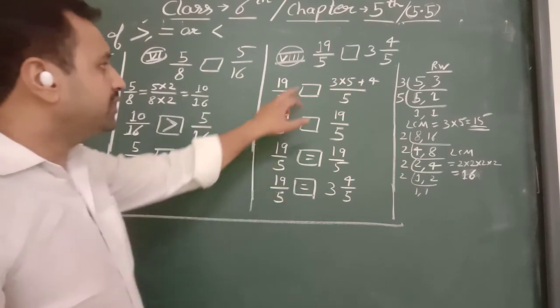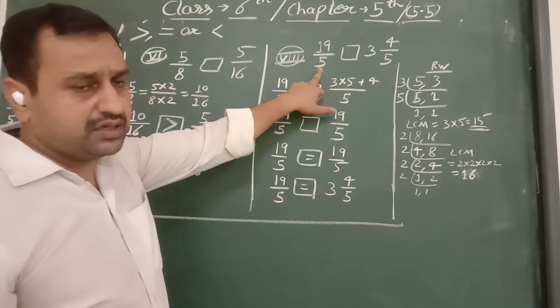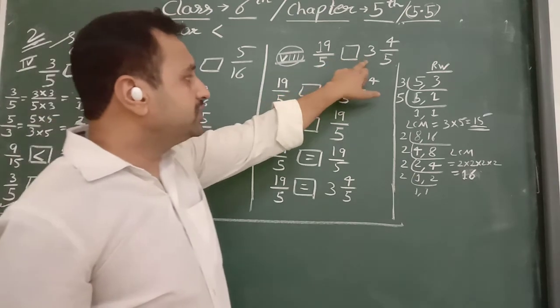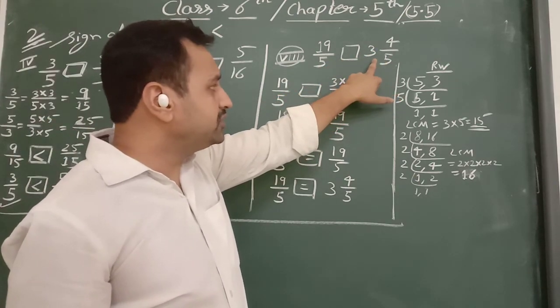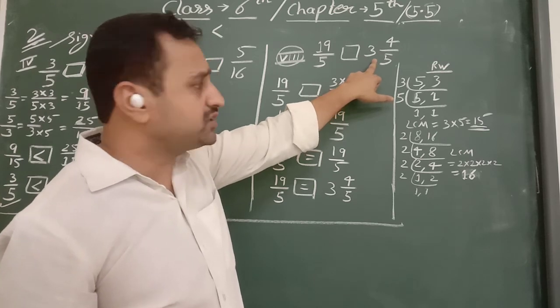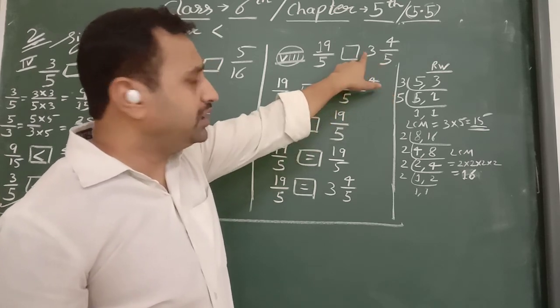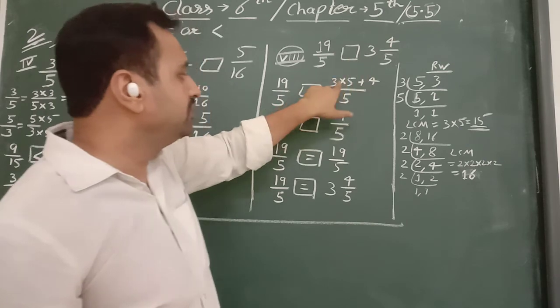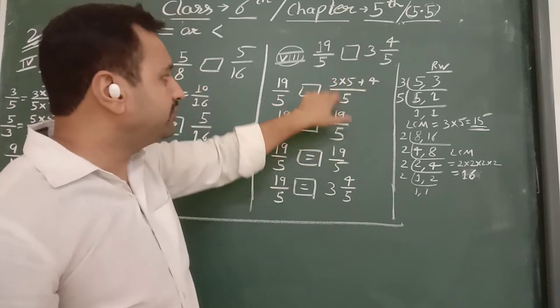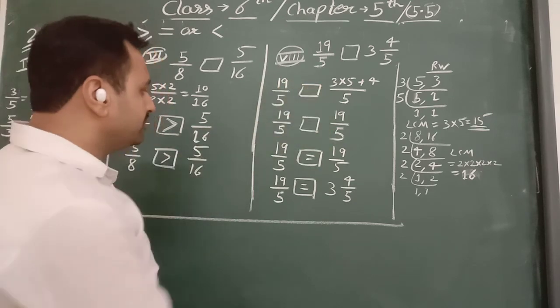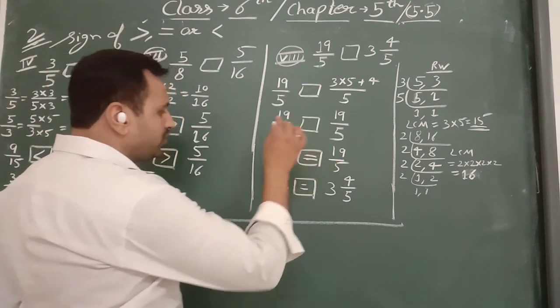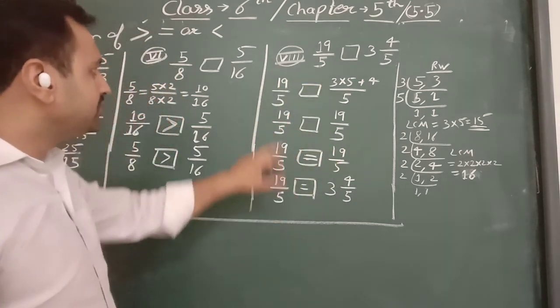In the 8th part, 19 upon 5 is an improper fraction. 3 and 4 upon 5 is a mixed fraction. So firstly convert the mixed fraction into an improper fraction. 5 multiplied by 3 plus 4. It's 19 upon 5. The other fraction is also 19 upon 5. So simply we can say that both fractions are equal. So we fill the box with this sign.